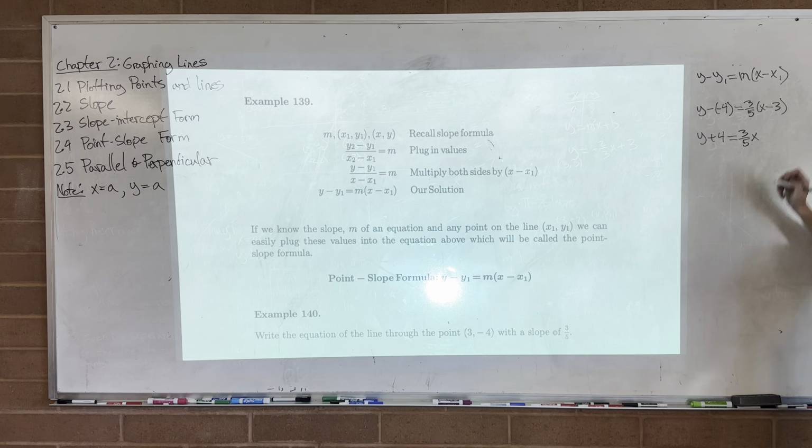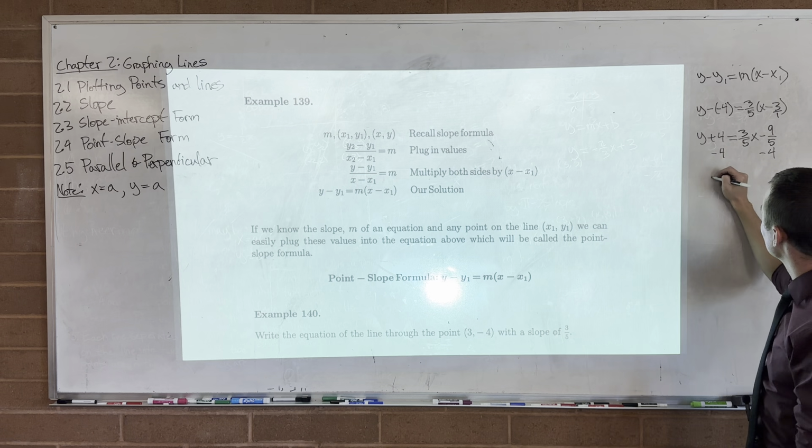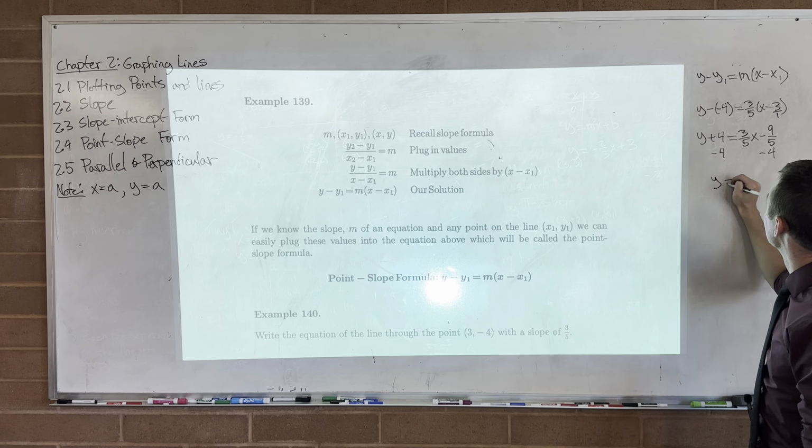It's not that bad. Look, negative 3 is the same thing as negative 3 over 1. 3 times negative 3 is negative 9. 5 times 1 is 5. Not that bad. Okay, now what? Now we subtract 4 from both sides. 4 minus 4 is 0. Y plus 0 is y. So we're left with just y is equal to 3/5 x.